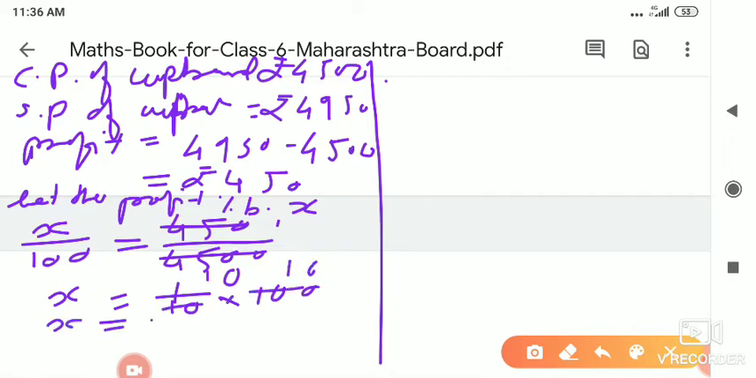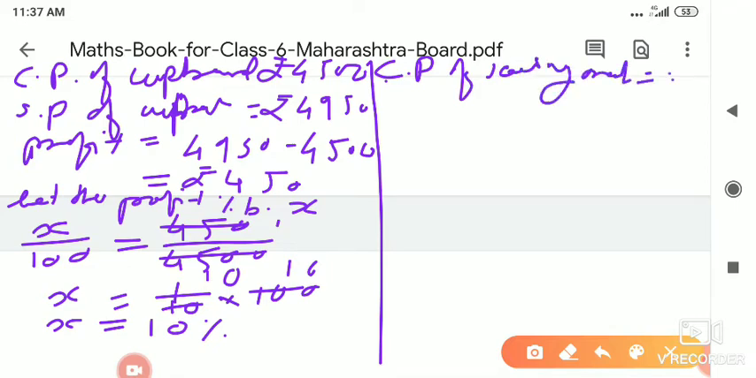So X is equal to 10. So 10% profit Ramrao got in the transaction of the cupboard. Let's find the profit percent of Shamrao's sewing machine. So CP of sewing machine, cost price of sewing machine, is equal to 3,500 rupees.